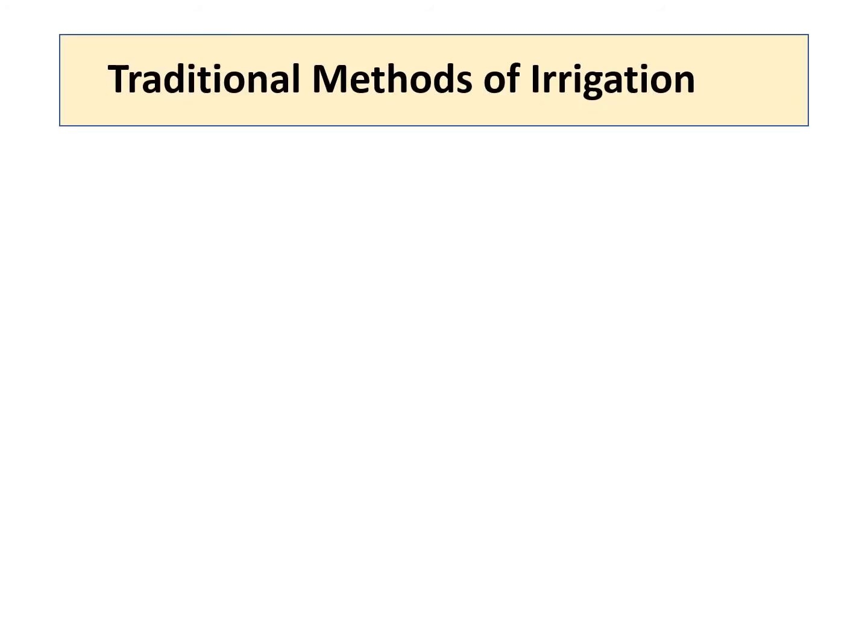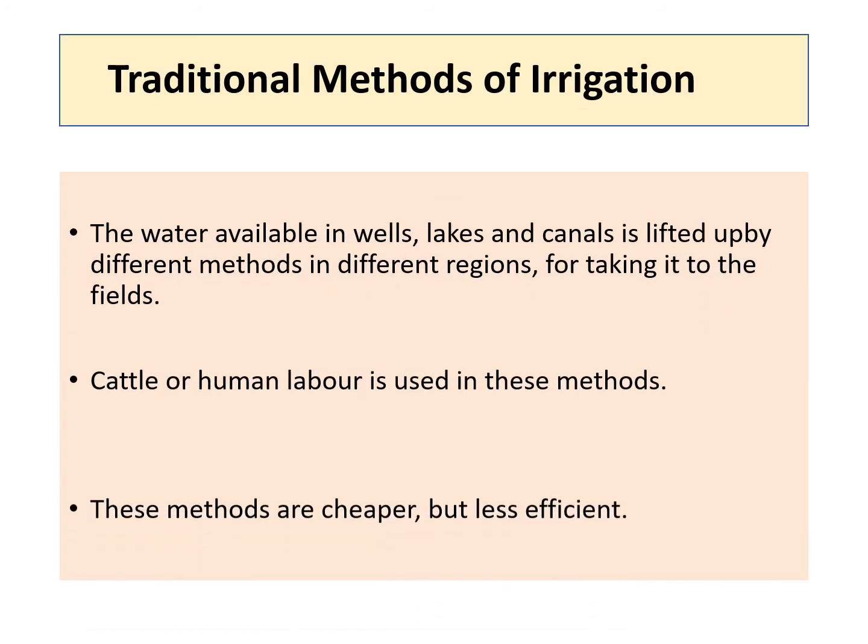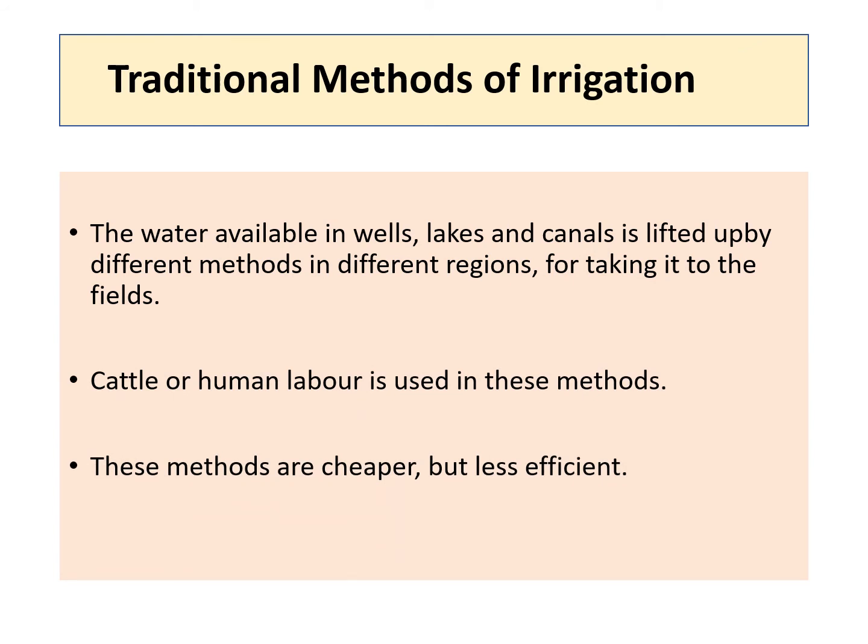Now first are the traditional methods of irrigation. What are they? In these methods, water available in wells and canals is lifted up by various methods in different regions for taking it to the field. For example, in these methods, cattle or human labor are used. These methods are cheaper but less efficient. A lot of water was wasted in these methods. So let's understand one by one about the traditional methods of irrigation.